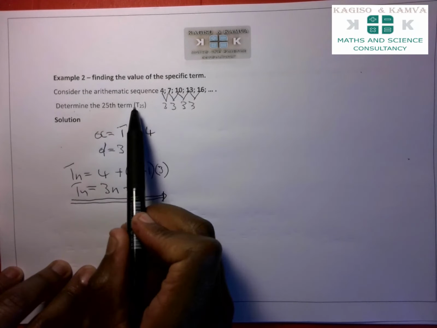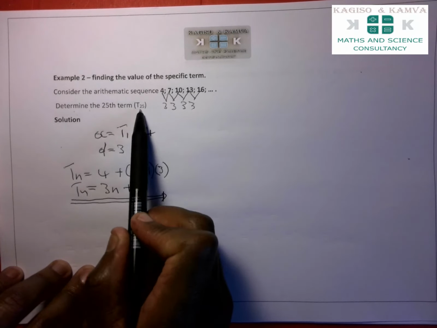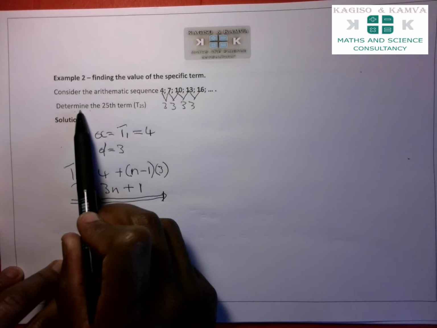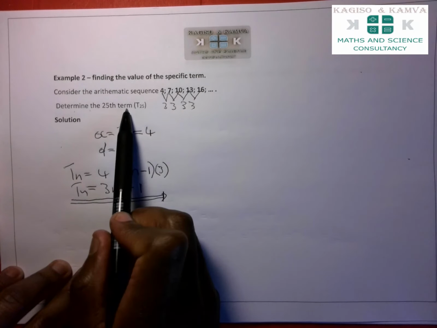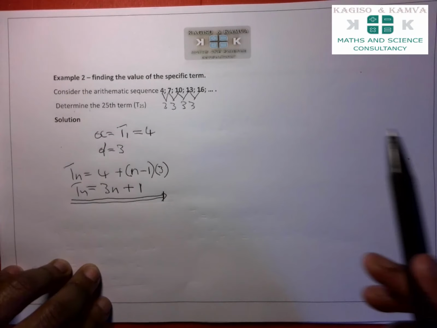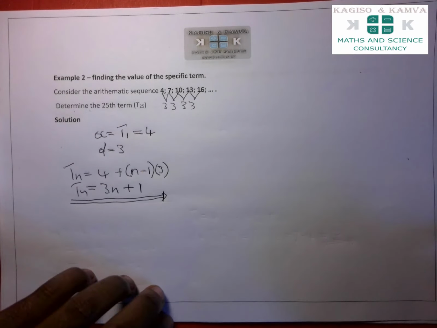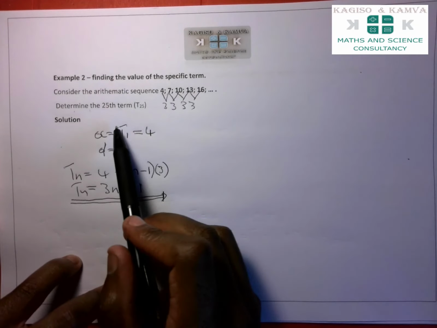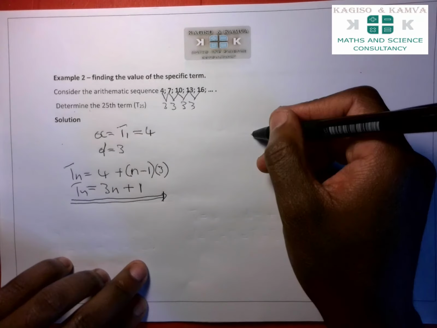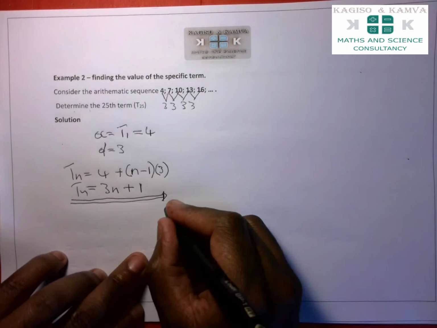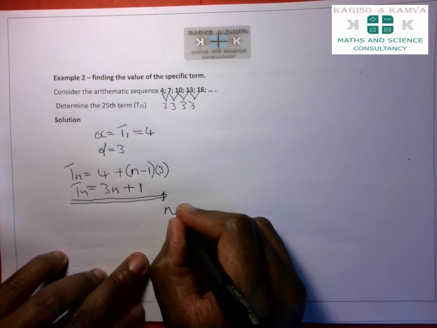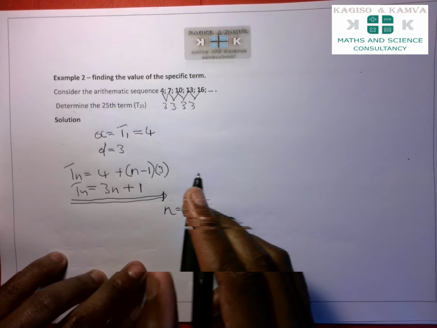Okay, what do we know about this term 25? What is term 25? It is the position of the term. So we know that n is equal to what? n is equal to 25. Therefore, we'll be able to determine term number 25.